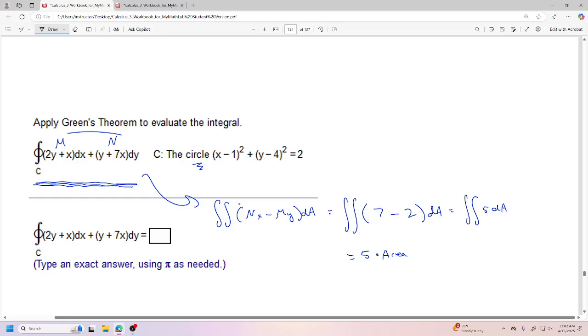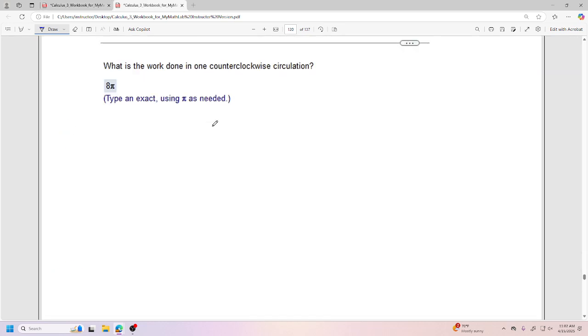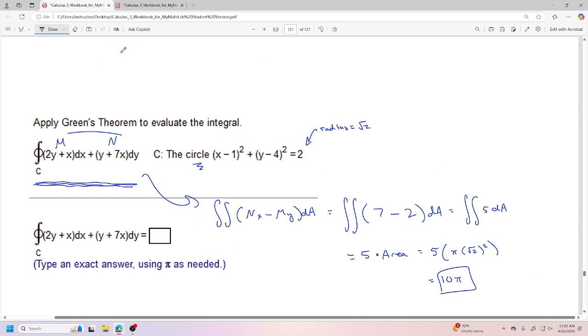Regardless of it being shifted, what would be the radius of the circle? What's my radius? Very good. So then I have 5 times pi times square root of 2 squared, which is 10 pi. We're done. Let me verify. I'm just going to flash the answer, and there it is. Very good. Look how fast that was.